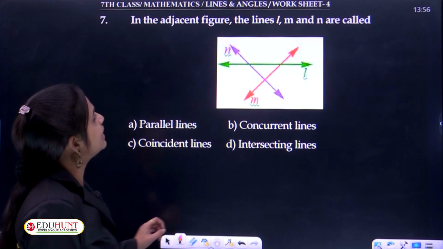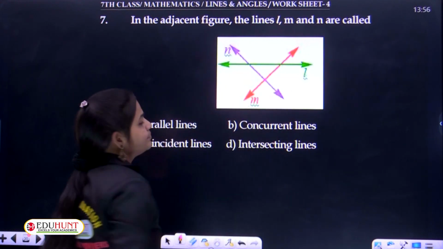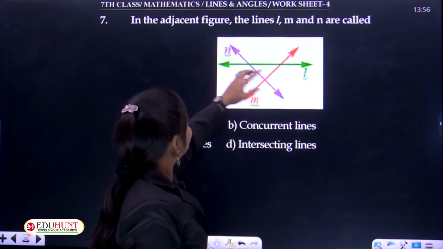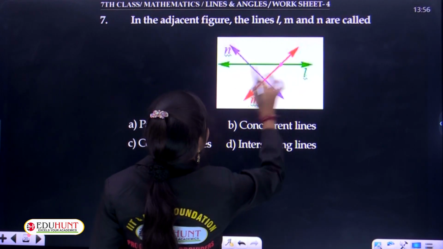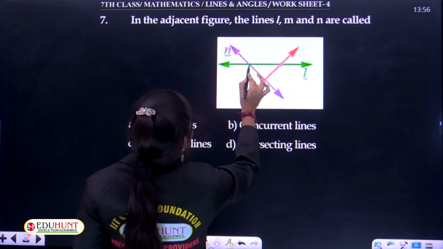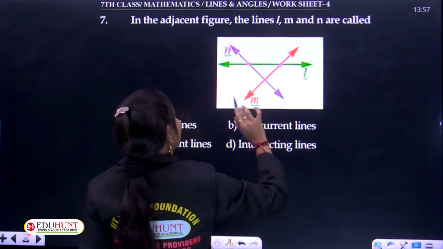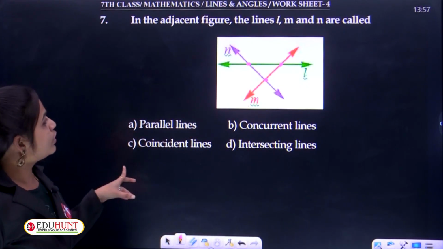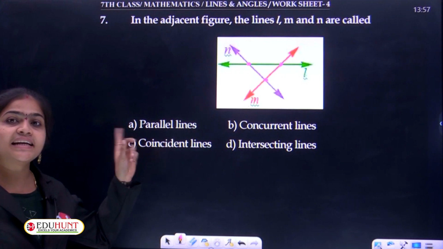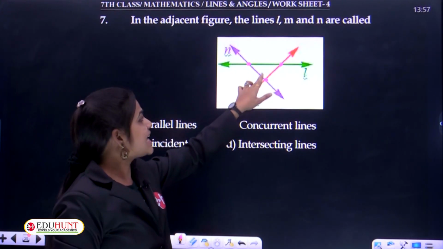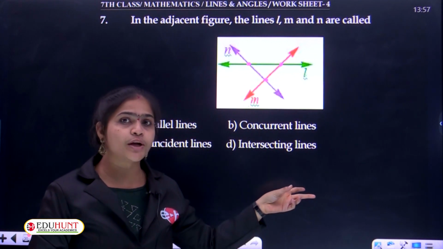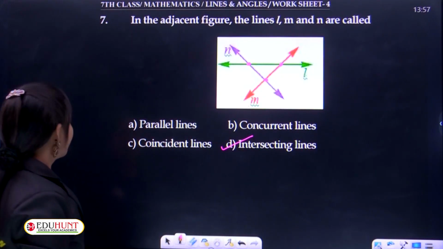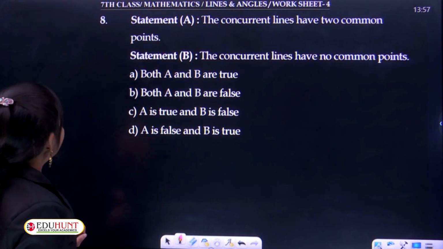In the adjacent figure, the lines L, M and N. See here, these three lines, what will we call those lines? Here L and M, those two lines have a common point here. And N and L, these two have a common point here. M and N have a common point here. Then what will we call those lines, ma? Here two lines intersect at the same point. Two lines having a common point means those two lines are intersecting lines. Option D.